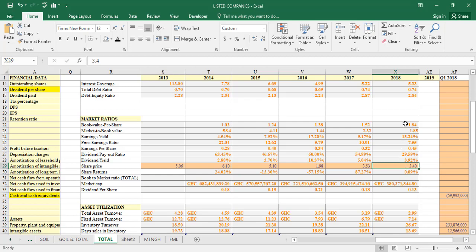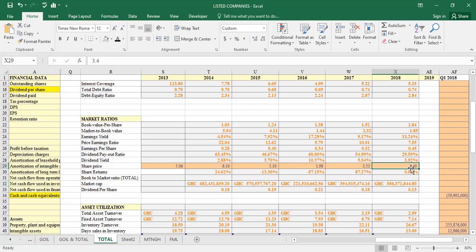Now, if you look at the book value per share, the market to book value as at 2018 was 1 cedi 85 pesos. The earnings yield was 13.24%, and then we are seeing a PE ratio of 7.55. For earnings per share and dividend payout ratio, nothing will change. We are seeing a dividend yield of 3.92%, and then a market cap of 380 million Ghana cedis.